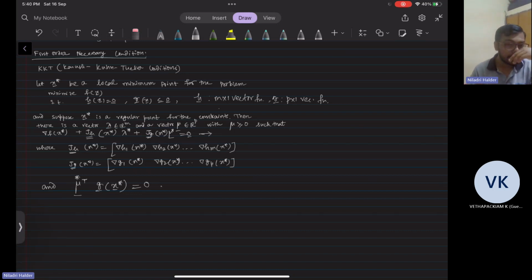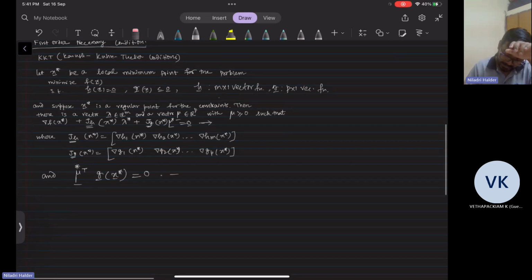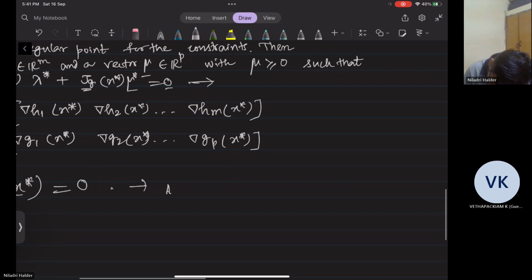So if this is regular, then gradient of f of x star plus Jh of x star lambda star plus Jg of x star mu star is equal to 0, and in addition mu star times g of x star equal to 0. This is the additional condition here, which was not there earlier.